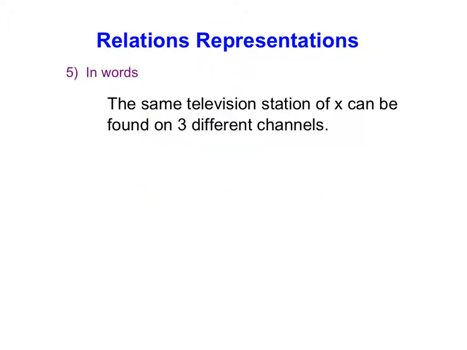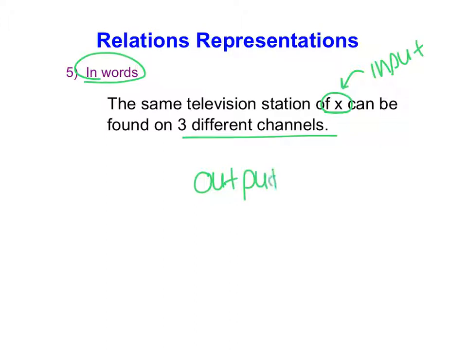And then finally, our fifth way of representing a relation is that we can actually just describe it using words. So this says the same television station of X can be found on 3 different channels. So our television station is our input. We have an input of X, and it can be found on 3 different channels, which is our output. So we can also describe a relation in words. It's not incredibly popular, but it is something that we can do in addition to the coordinate plane and the coordinate points and the table and the mapping diagram.